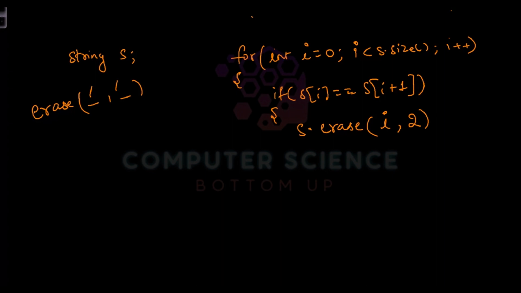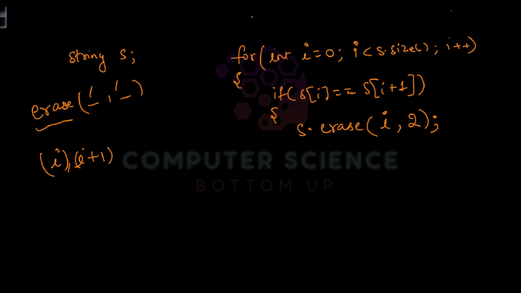i is the index position, and then this is the length, the maximum length up to which you want to delete. So I will always put it to be 2. So it will delete what? It will delete i and i+1, the content at i and i+1. Because of this erase function, the length of the string will get shortened.